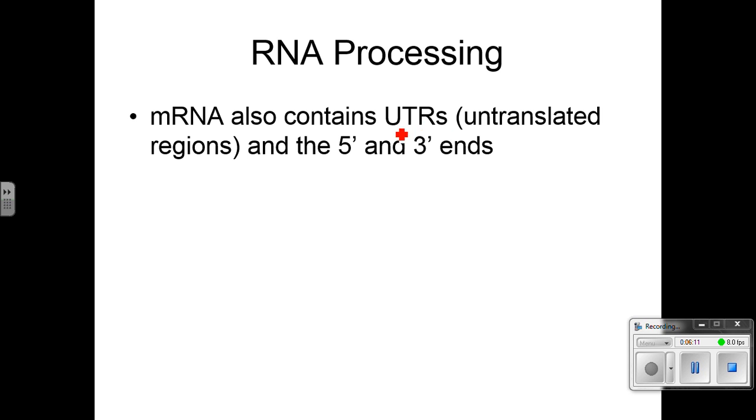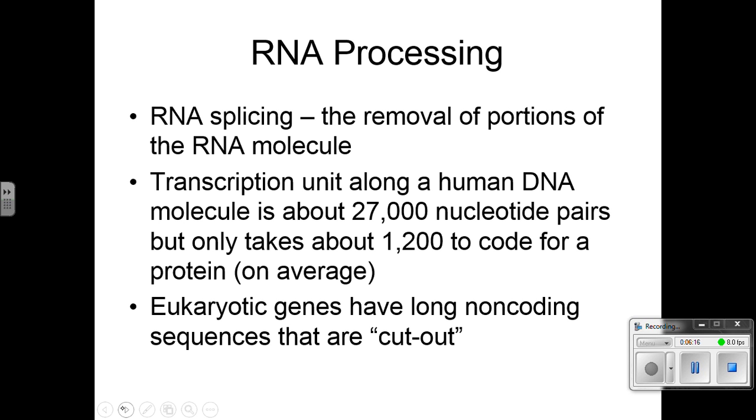Untranslated regions. RNA splicing also happens that removes portions of the RNA. A DNA molecule is about 27 nucleotides for a gene, but it's only going to take about 1,200 of them to code for a protein on average.